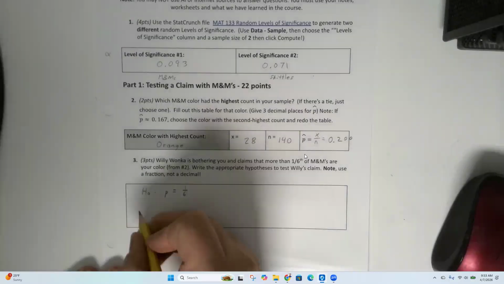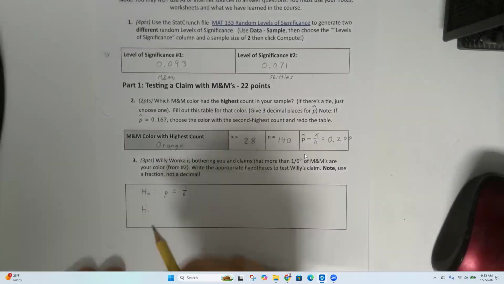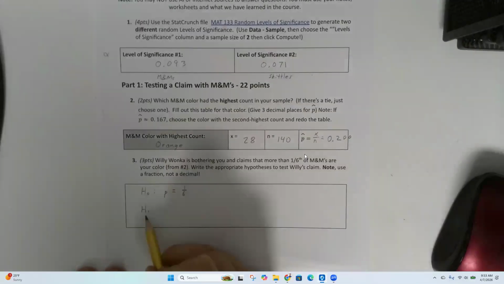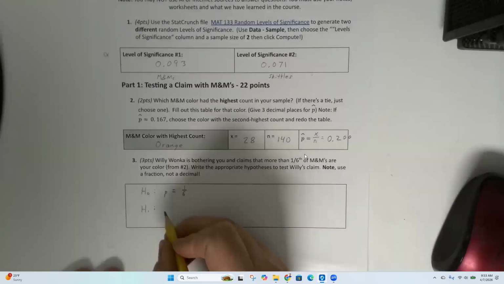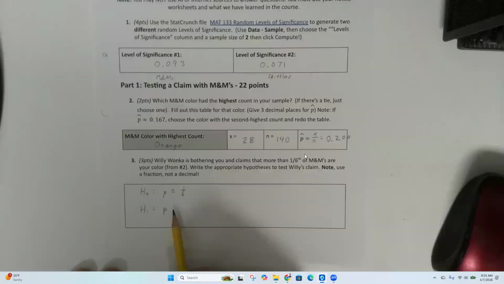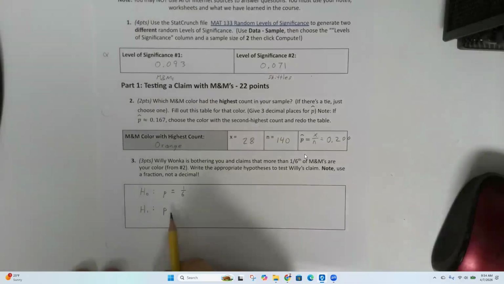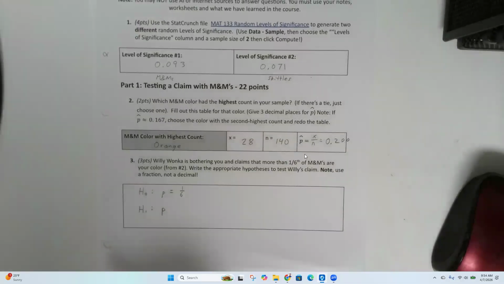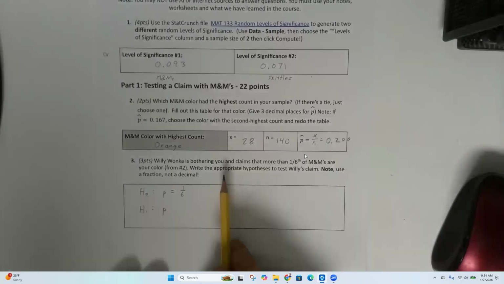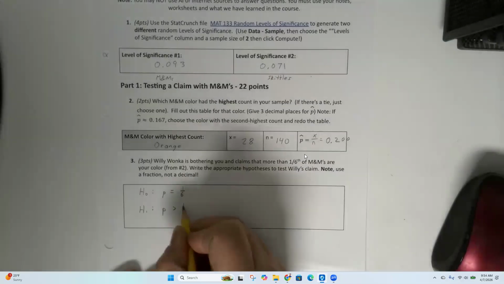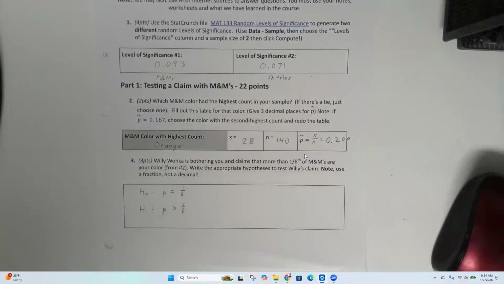Your alternative hypothesis, which you can write as H1, or HA for the alternative. Either way is fine. Your alternative hypothesis is that P is either greater than, less than, or not equal, depending on whether you're doing a left tail test, a right tail test, or a two tail test. Left and right are just less than or greater than. Here, he's saying more than, so that tells me it's greater. There is a difference between a two tail test and a one tail test. We'll see that when we get to Skittles, so it is important to pay attention to that. Here, more than, so we're doing greater.